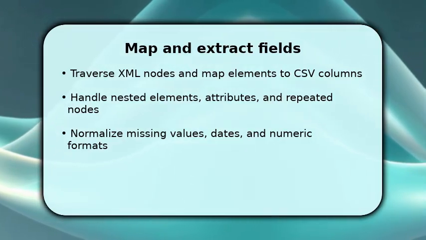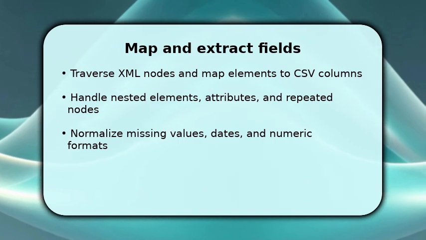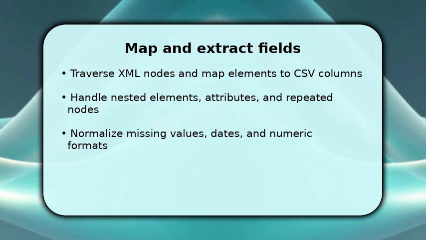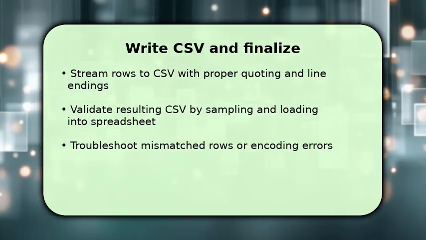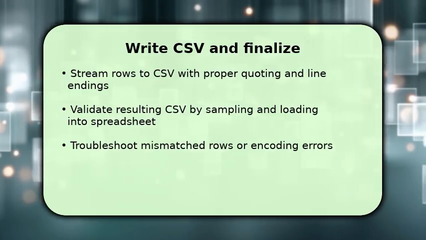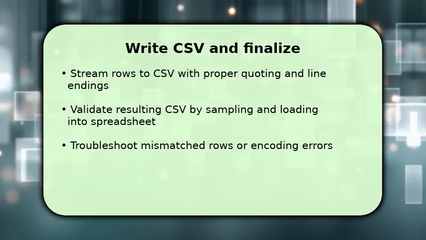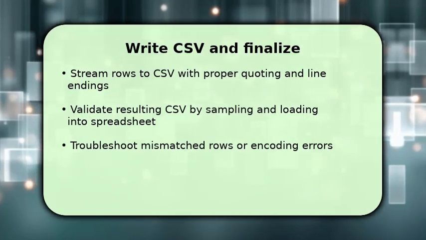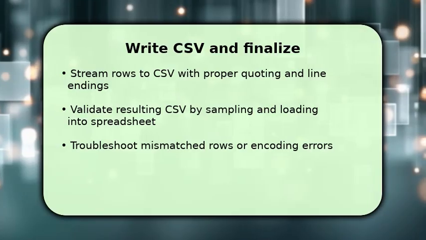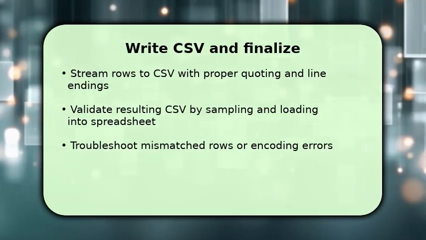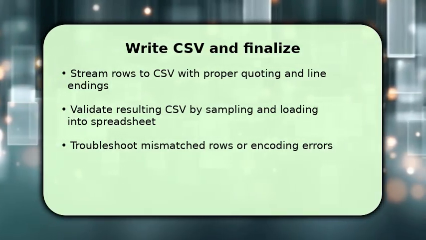buffer or file. You finish by writing rows to CSV while ensuring proper quoting, escaping of delimiters, and consistent line endings. Flush the writer periodically if streaming large files. Once the file is complete, sample several rows and open in a spreadsheet, or use a validator to confirm column alignment and encoding. If everything looks good, compress or archive the CSV as needed.